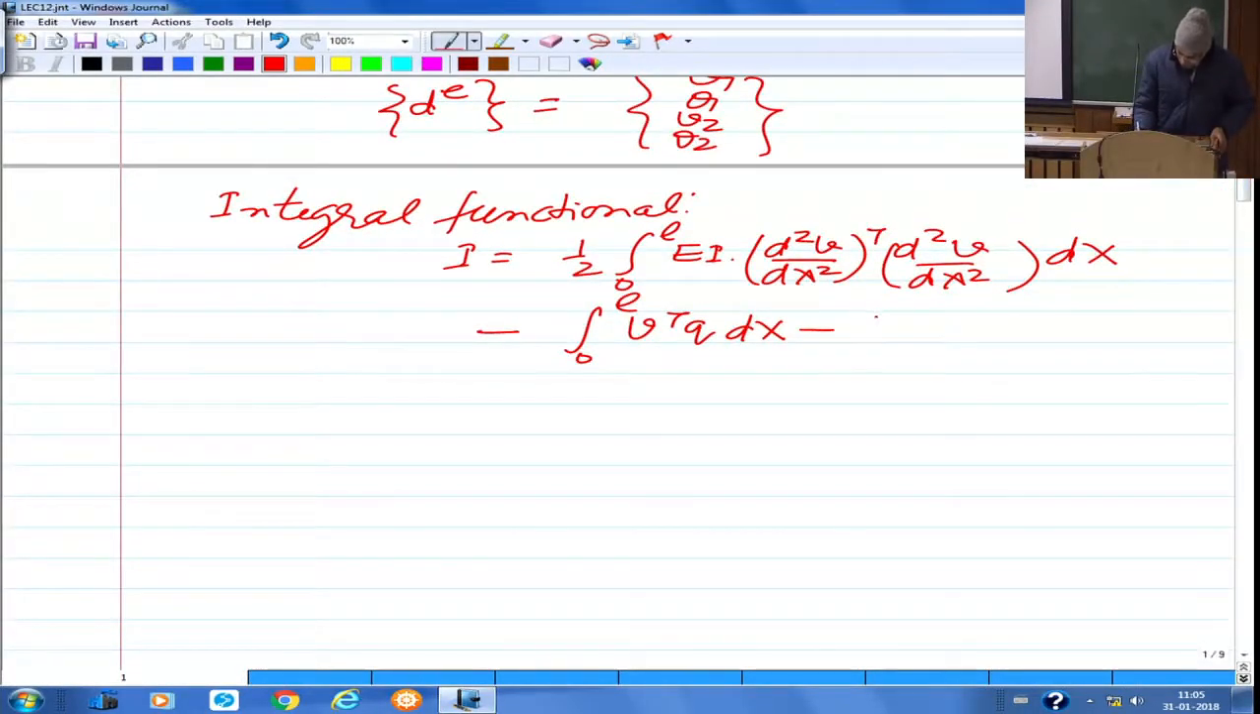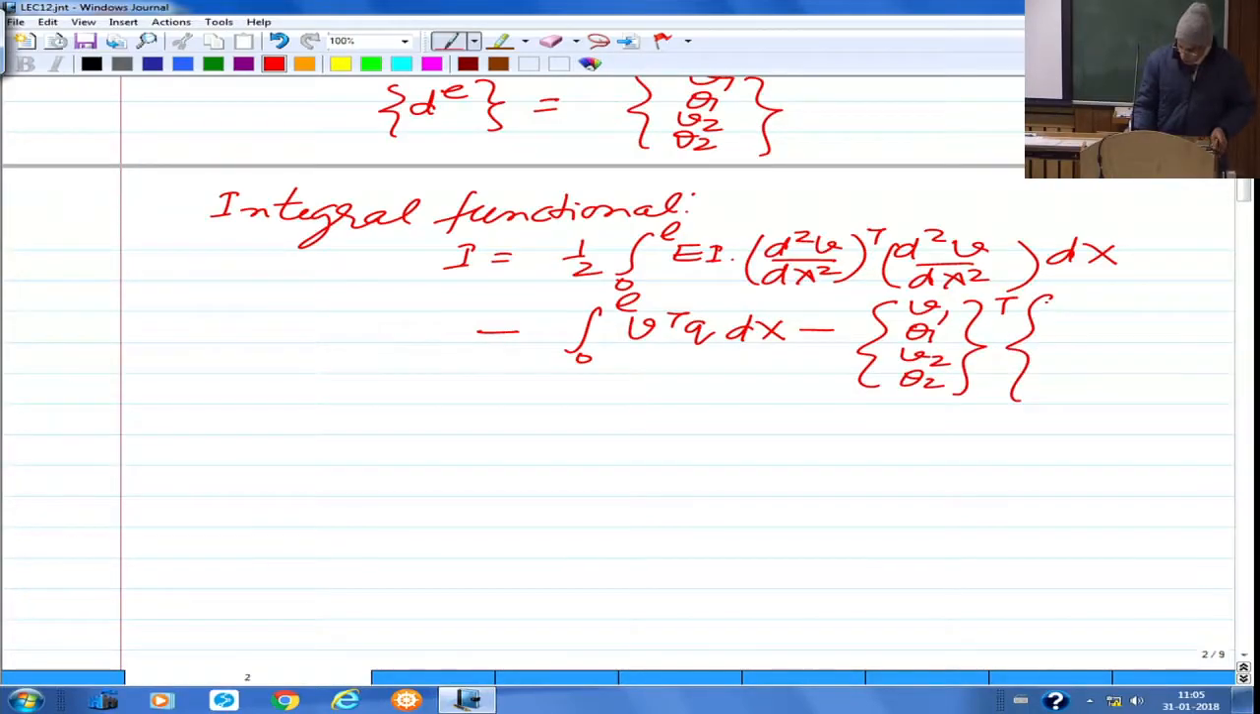This can be written in terms of a vector of elemental degrees of freedom, v1, theta1, v2, theta2, transpose, into the forces at this side: minus s1 and minus m1. If you look at that expression, minus m1, and then you have s2 and m2. So this is your integral functional.